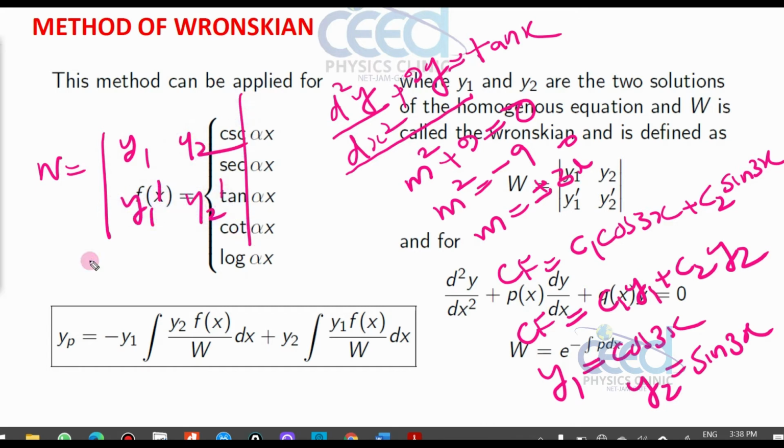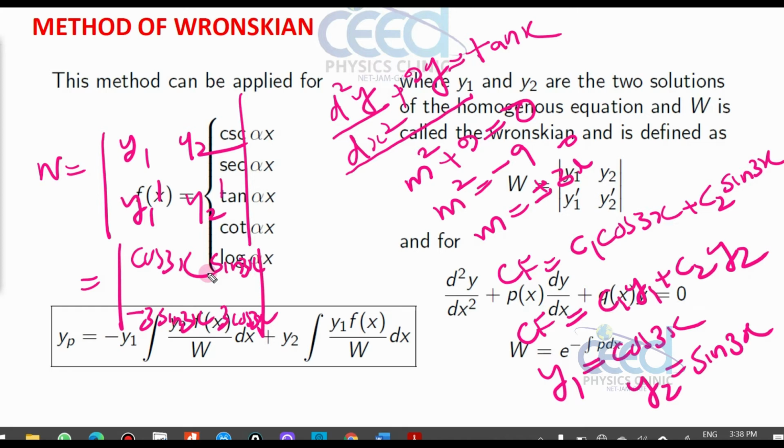You can find out that y1 is already given, that is cos 3x, and y2 is also given, that is sin 3x. What are their derivatives? Cos 3x on differentiation gives minus 3 sin 3x, and sin 3x on differentiation gives 3 cos 3x. Now if you calculate this determinant, you will get the Wronskian.